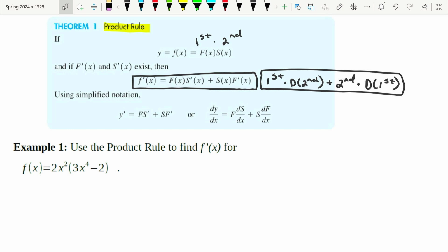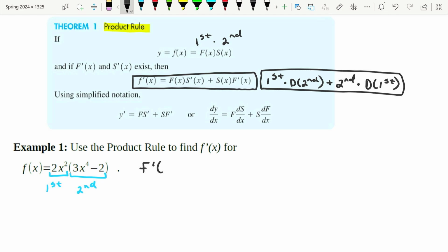2x squared, then in parentheses next to it, 3x to the fourth minus 2. Now we could actually use other means of finding the derivative here, not necessarily using the product rule, but this is a good place to start just to illustrate how it could be used. So we have here the first and the second.